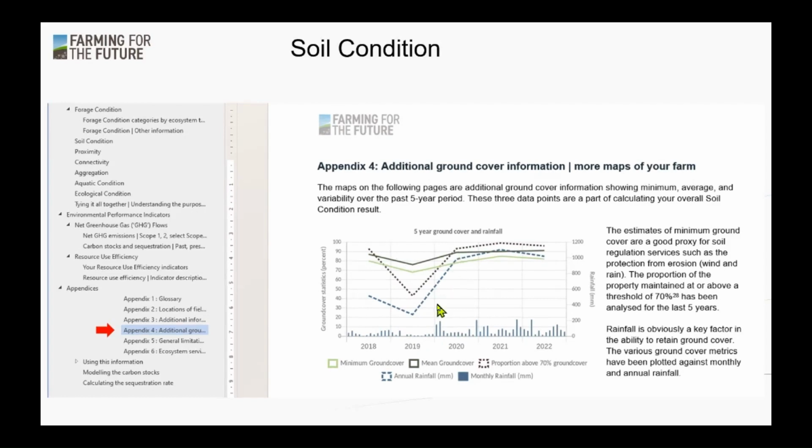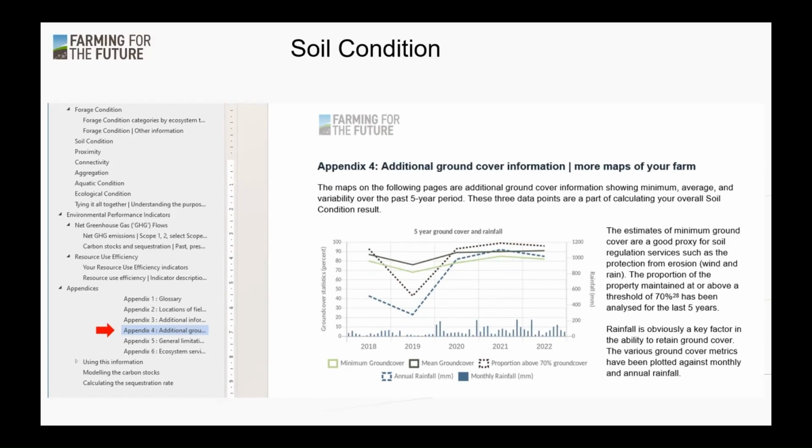We've also looked at the proportion of the landscape that stayed above 70% ground cover. So we're using 70% as a threshold by which we're considering that you're protecting your landscape from wind and water erosion. So you can see in this case with the farm that minimum ground cover does dip in the drier periods, but then it manages to track back up such that they're maintaining the minimum ground cover above 70% on most of their farm across the latter years.